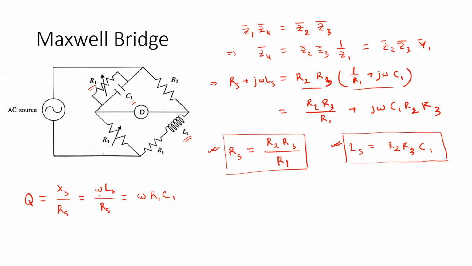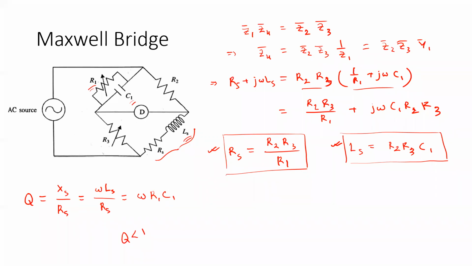Now, as we are talking about quality factor, if the quality factor is high, then the unknown arm is more inductive. If it is in medium range, then it can be referred to as a combination of both a resistive part and an inductive part. And in case of low values, suppose when Q is less than 1, it can be said that RS is more dominant compared to LS, or it is more resistive.